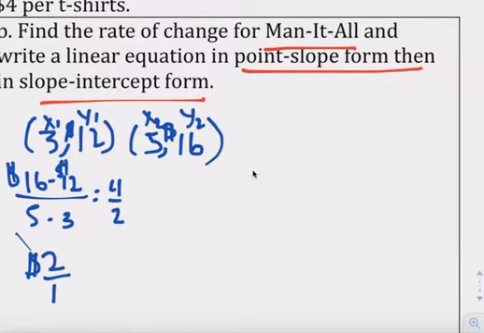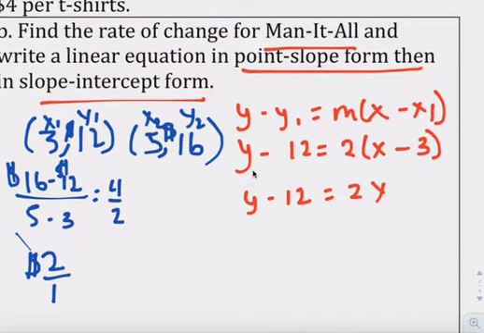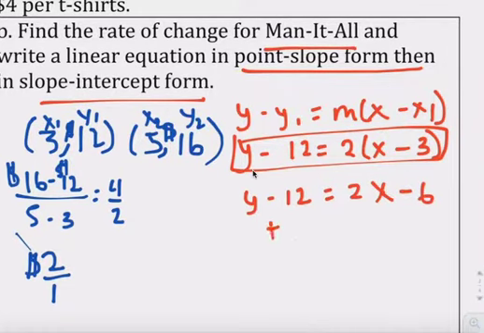Let's see, what is the initial cost? Y minus y1 equals m times parentheses x minus x1. It's point-slope form. Y minus 12 equals 2 times parentheses x minus 3. So you get y minus 12 equals 2x minus 6. This is point-slope form. Add 12 to both sides.